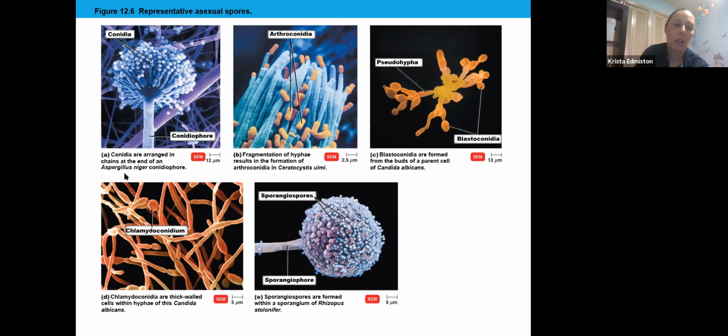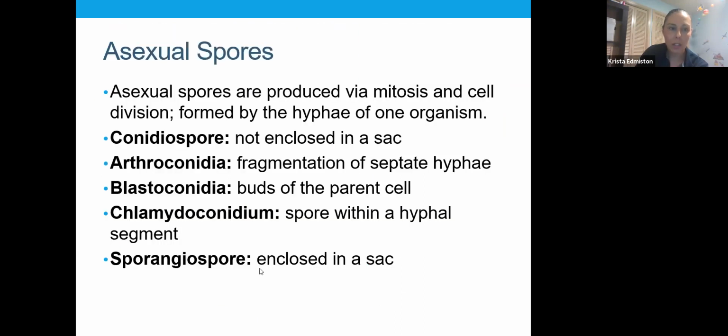mold structure. This particular one is Aspergillus. This is one of the ones that we would consider bad if we had too much of it in our house. So that is the conidia here. They're not enclosed in a sac, they're just ready to go.